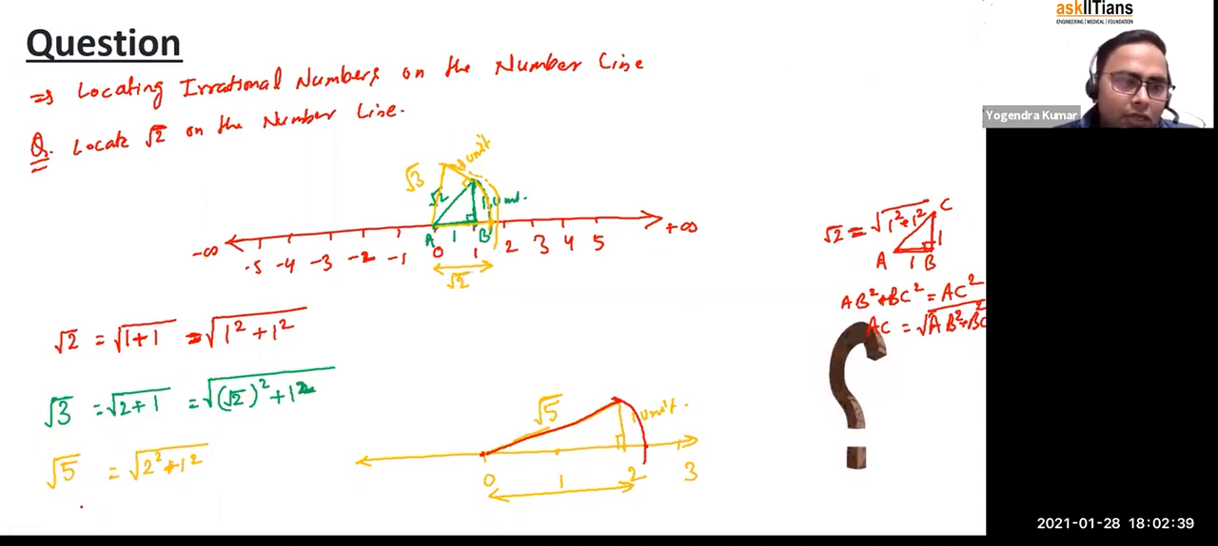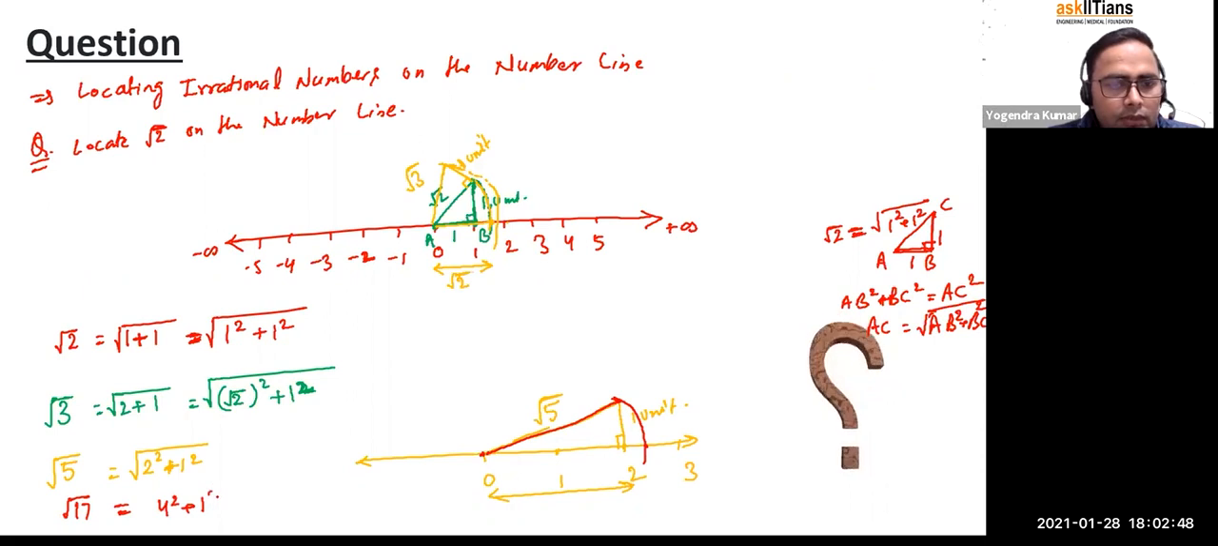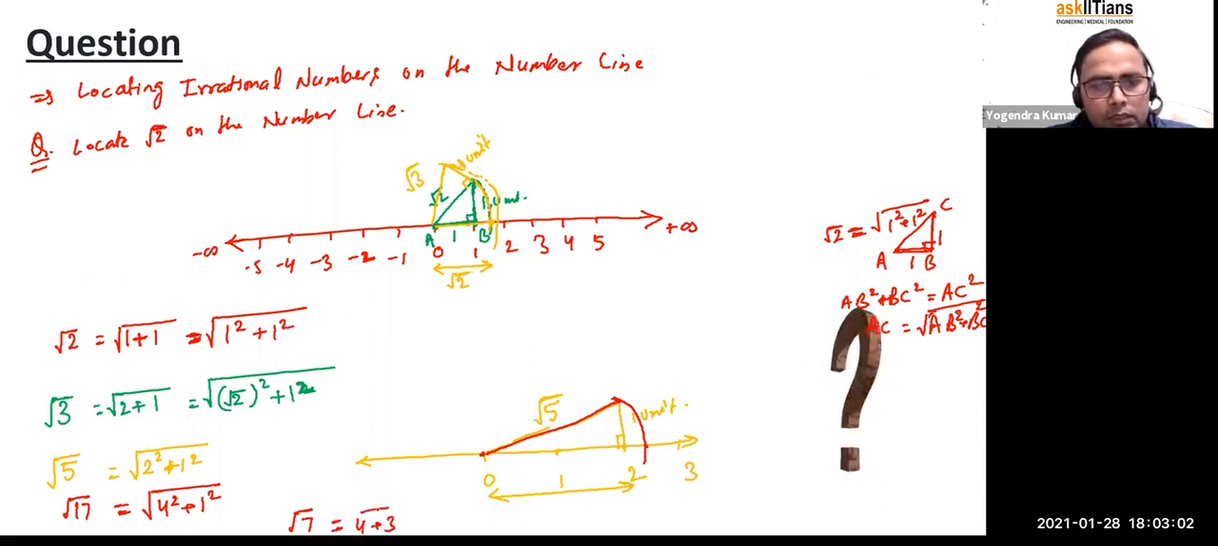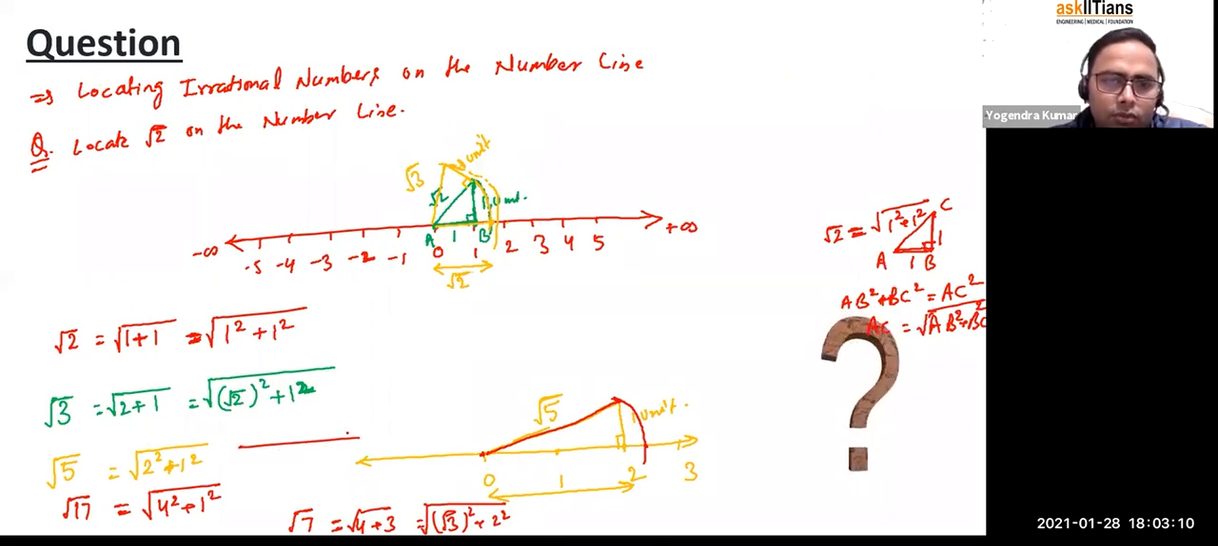You can do it for bigger numbers also. Suppose root 17 is there. So what will you do? Root 17 is 4 square plus 1 square, right? So 4 units and then 1 unit we can make. Okay, root 7, how will we do root 7? You need to make root 3 square plus 2 square, right? Like that you can make. This is how you can break down every number. So this is how we are going to represent irrational numbers on the number line. I hope it is clear.